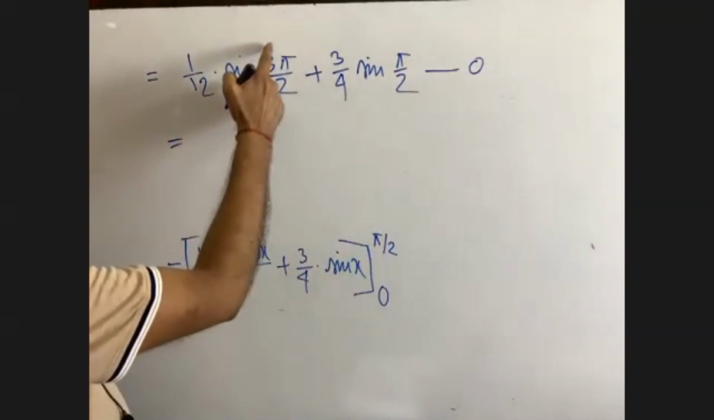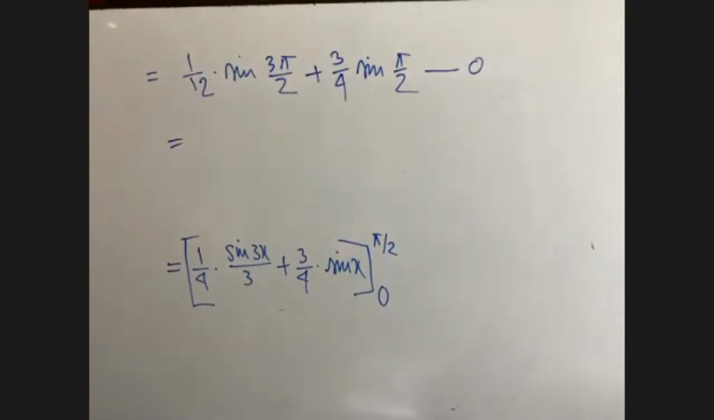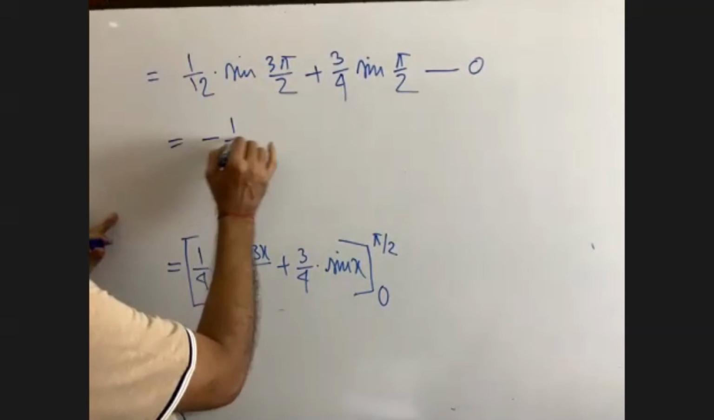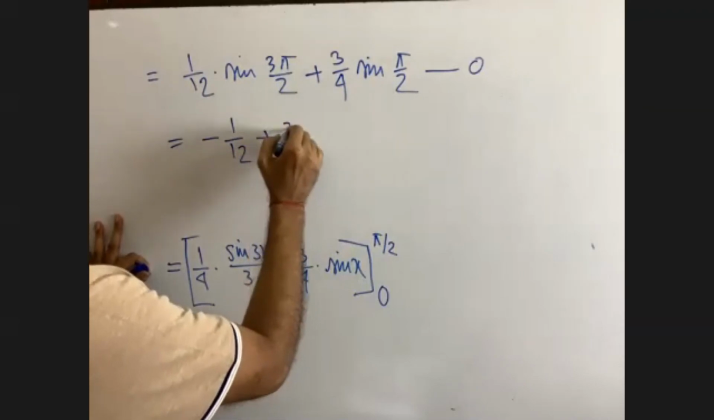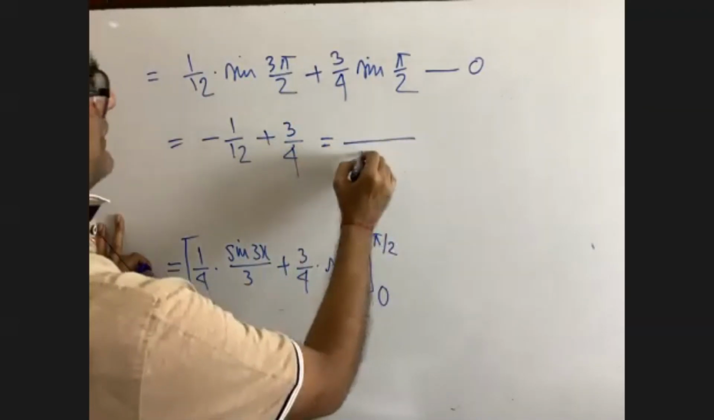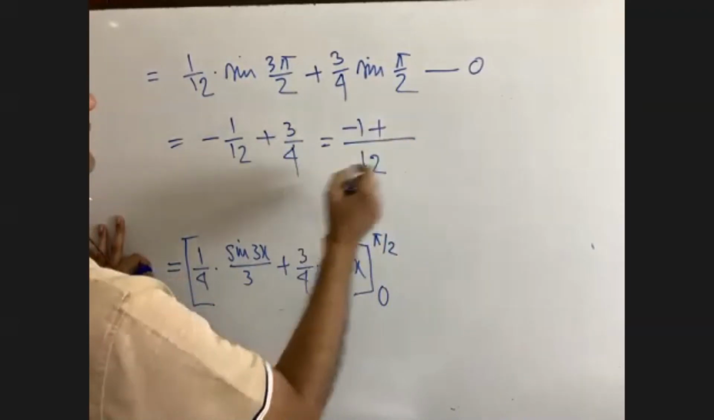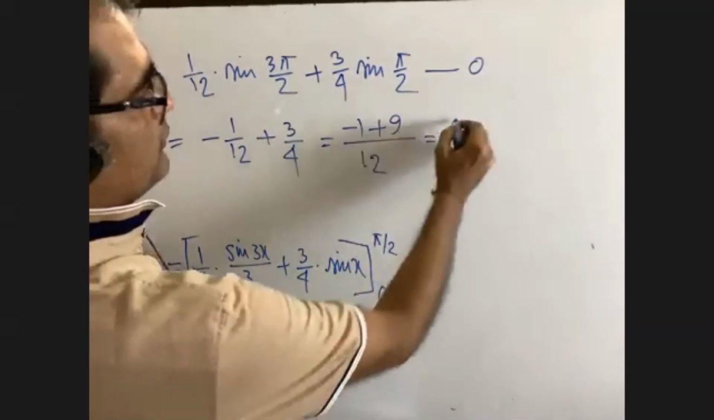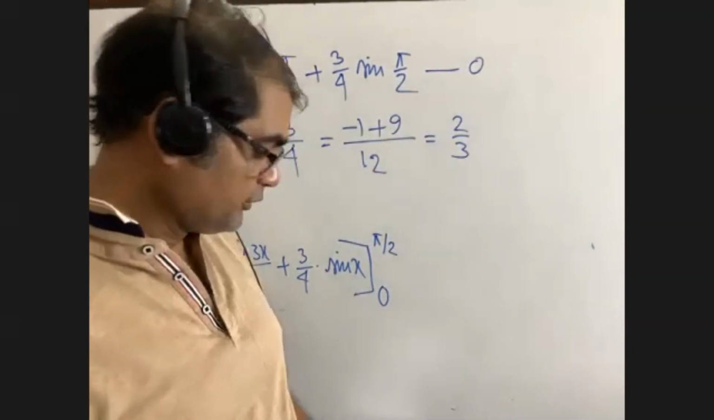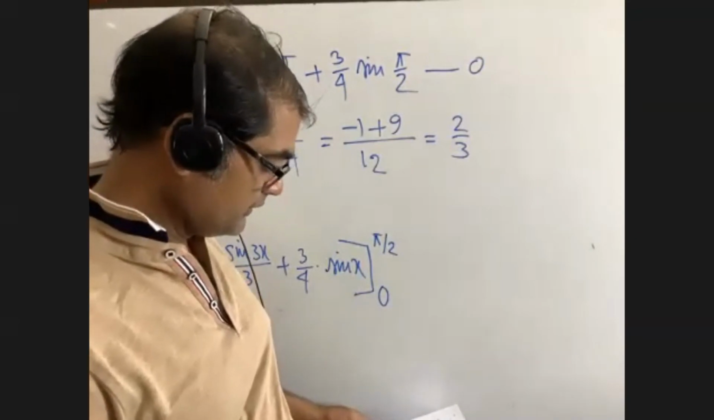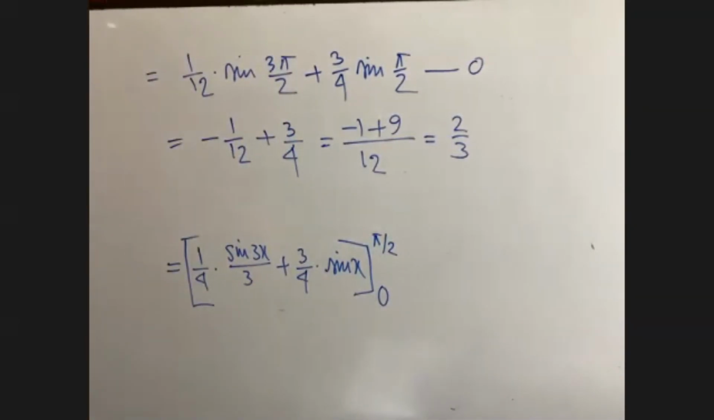Now let me know what is the value of sine 3 pi by 2? What is the value of sine 270 degree? All of you. Minus 1. Very good. So we are getting minus 1 by 12. Sine pi by 2 is what? 1. And it is 3 by 4. 12 is the LCM. Minus 1 plus 9, that is 8 by 12, 2 by 3. Let me verify the answer. Yes, we are absolutely right. 2 by 3. Okay.